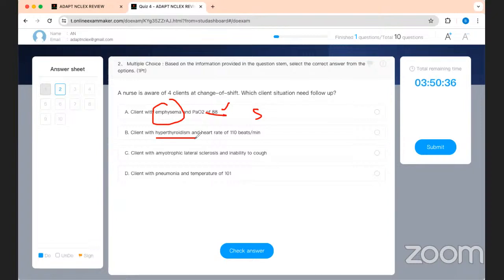Hyperthyroidism, they're usually tachycardic. Heart rate of 110 is an expected finding. That's one of the common things they complain about, palpitation. ALS is a neurological problem. Number one priority is airway. What is the airway? Swallowing, speech, dysarthria, inability to cough. That's the airway problem. Pneumonia, you have infection. I'm not worried about your temperature. It's fine. The only thing I'm worried about with pneumonia is when you have an airway problem, right? You're having desaturation. So this patient gets this.